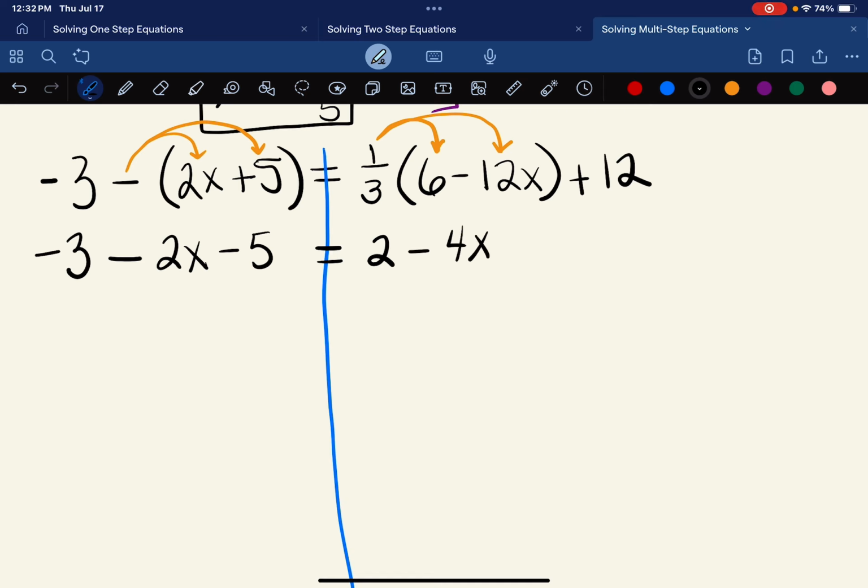And if you don't remember how to multiply fractions, I would encourage you to go and find the video that I have uploaded on multiplying fractions. And then we just bring our plus 12 down. So we've gotten rid of our parentheses.